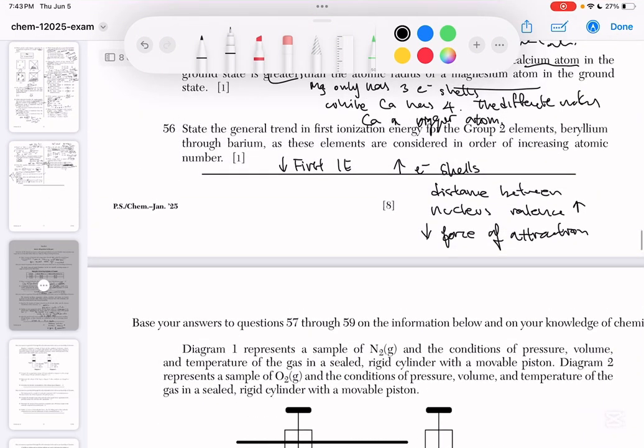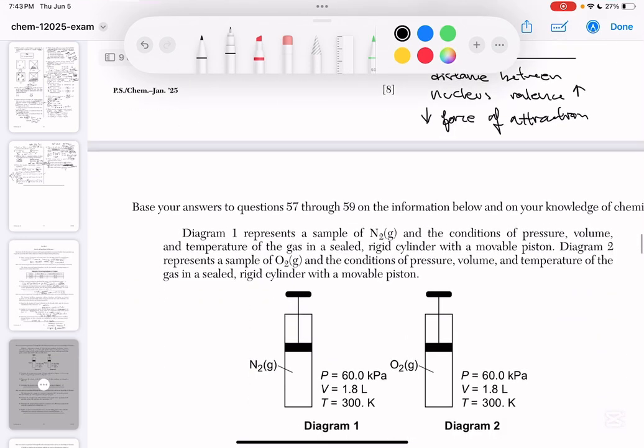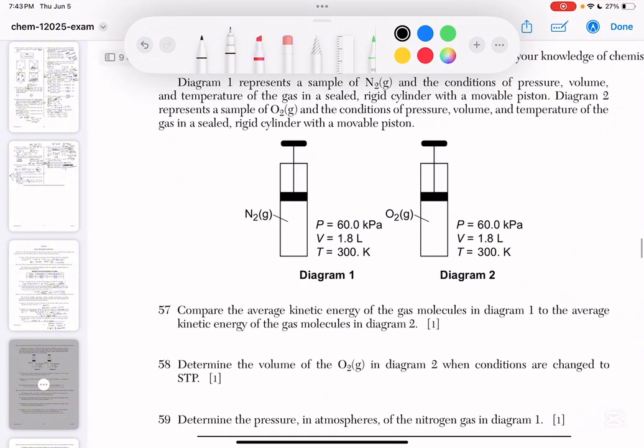I don't know if I should go on a side tangent about Faraday's law, but it's pretty interesting. Let me know if I should. 57.